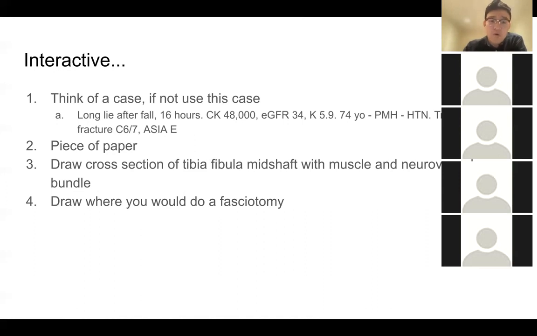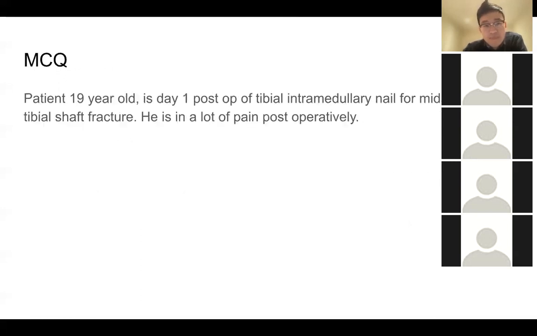If you're listening at home at your desk, get a piece of paper and draw a cross-section of tibia and fibula mid-shaft with muscles and neurovascular bundle, because that's what will come up in the ST3 interview, sometimes on the anatomy bit, and draw where you would do a fasciotomy. If you've got a leg, you can draw it on yourself if you want to, which I will show you a few of. Or have a piece of paper and think about it, it will all come back to this.